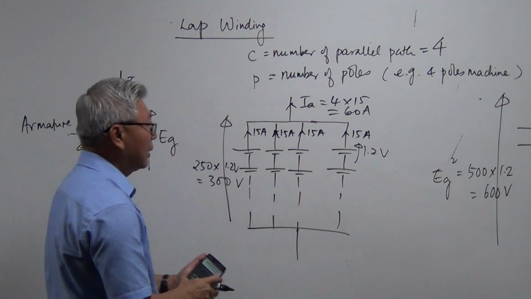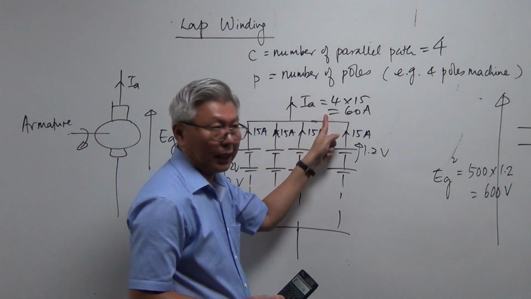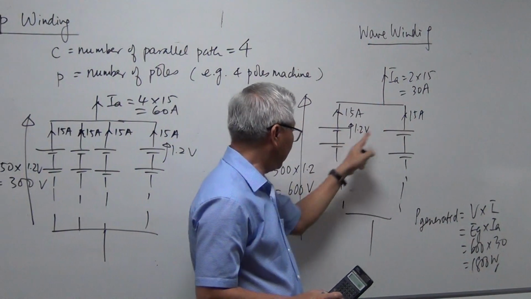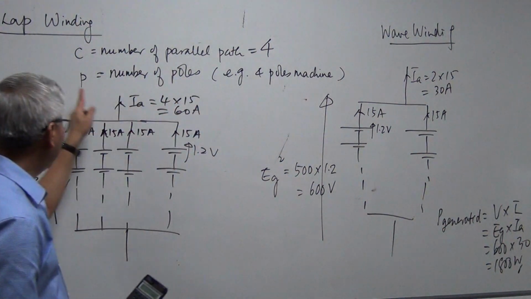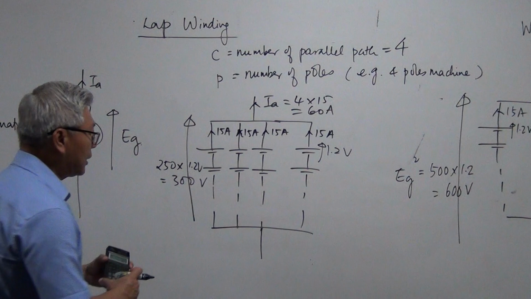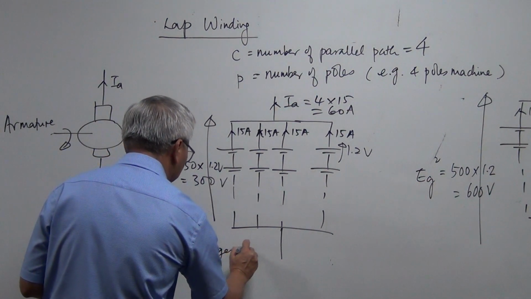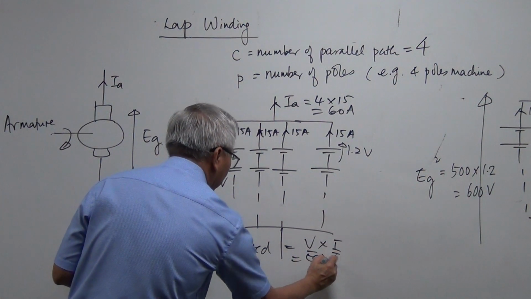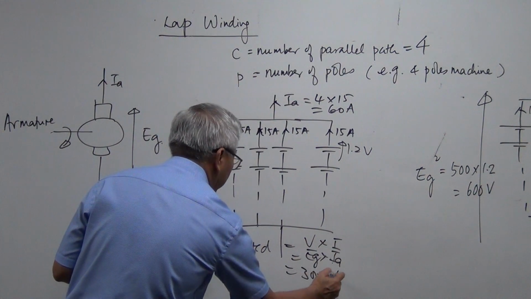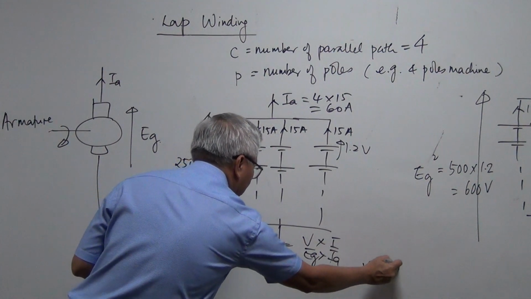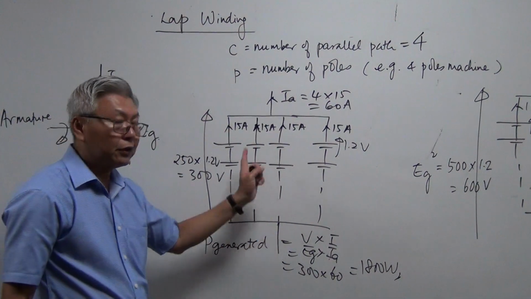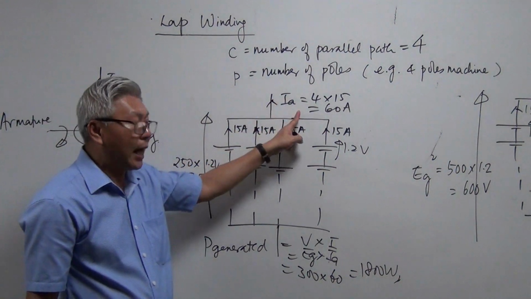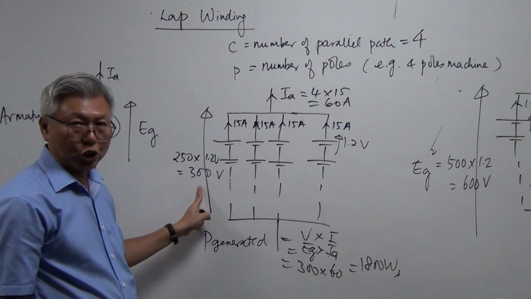Now let's compare. For lap winding, my IA is 60 ampere. For wave winding, IA is 30 ampere. For wave winding, the EG is 600 volts, and for lap winding, the EG is 300 volts. How about the power generated in this example? The power generated is V times I again, so it is equal to EG times IA. That is equal to 300 multiplied by 60, which is equal to 1,800 watts. You notice that the power generated for both examples is the same. But this one has a higher armature current and lower EG.